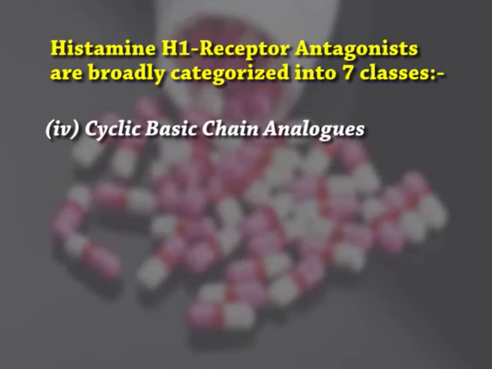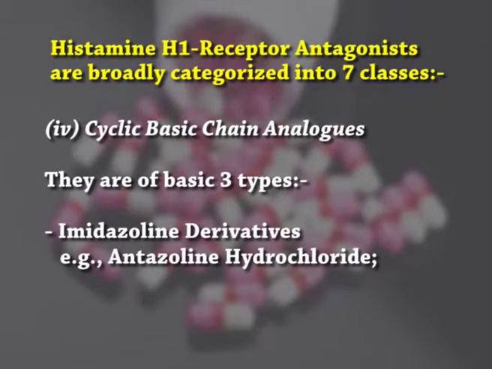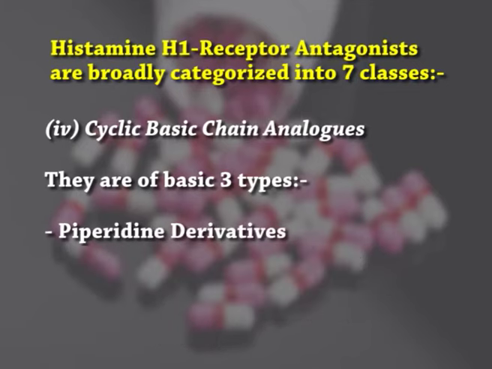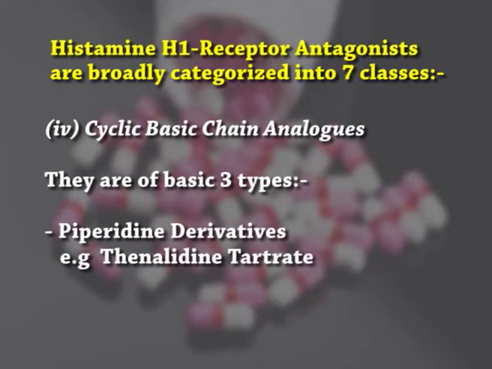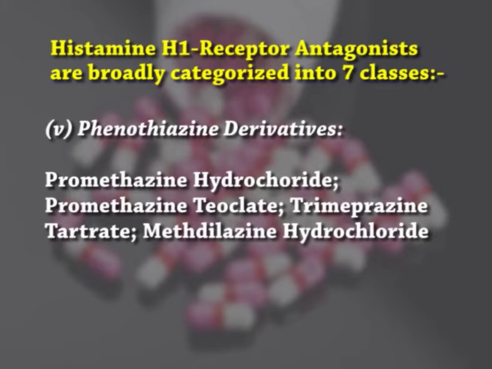Fourth is cyclic basic chain analogues. They are of three basic types. First is imidazoline derivatives. Its example is antazoline hydrochloride. Second is piperazine derivatives. Its examples are cyclizine hydrochloride, chlorcyclizine hydrochloride, meclizine hydrochloride, buclizine hydrochloride. And third is piperidine derivatives. Its example is phenindamine tartrate. Fifth is phenothiazine derivatives: promethazine hydrochloride, promethazine theoclate, trimeprazine tartrate, methdilazine hydrochloride.